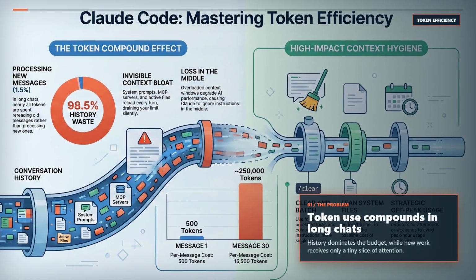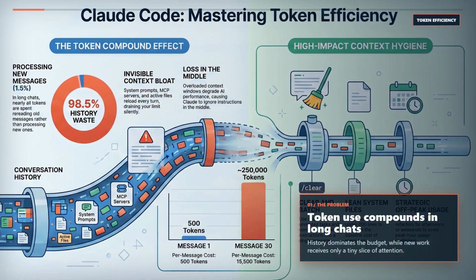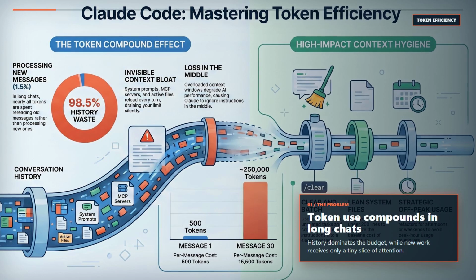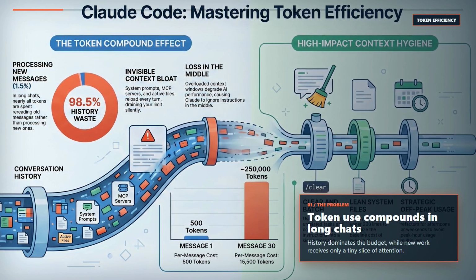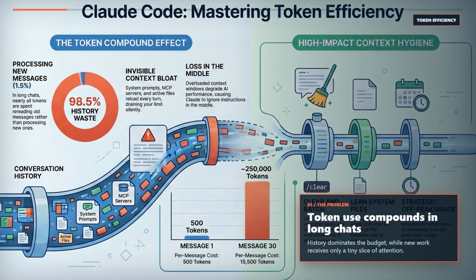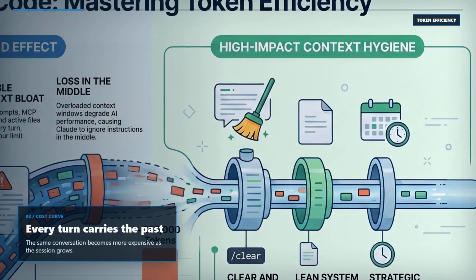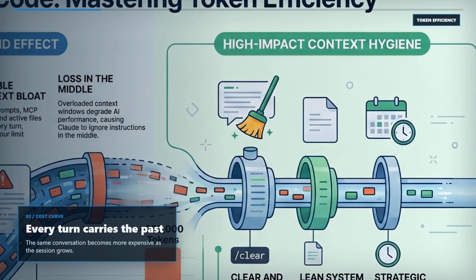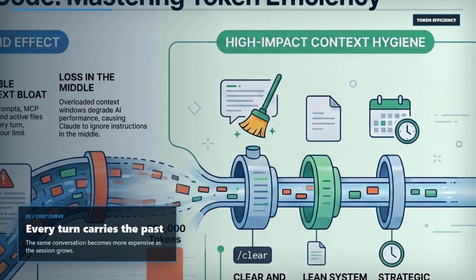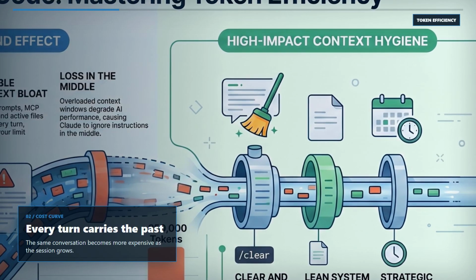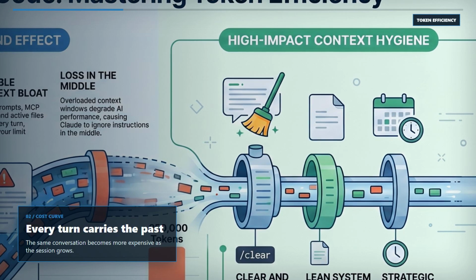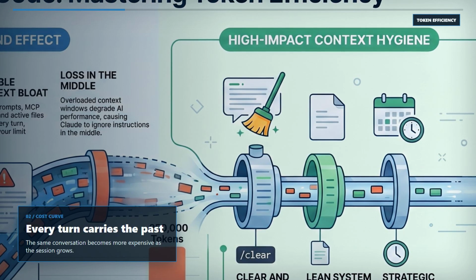Claude Code token efficiency is mostly a context management problem. In long chats, the model spends nearly all of its budget rereading old conversation history instead of processing the newest message. That creates a token compound effect. A first message might cost about 500 tokens, but by message 30, the per message cost can climb dramatically because the whole history keeps traveling with every turn.